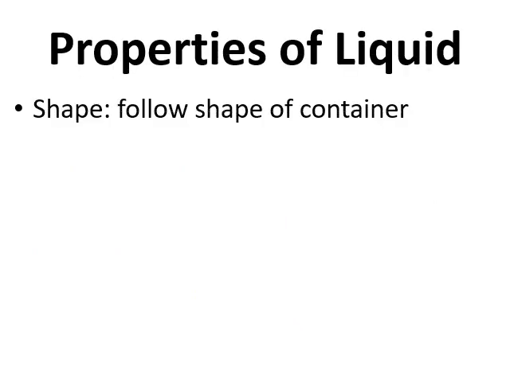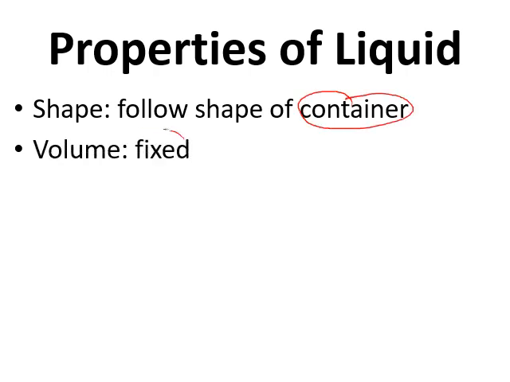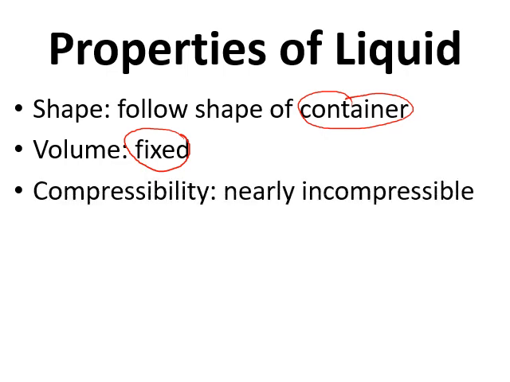Let's start with the properties of liquid. The shape of the liquid always follows the shape of the container, while the volume of the liquid is fixed. For example, you pour 200 ml of water from a triangle shape of container into a square container. The shape of the liquid will change from triangle to square, but the volume of the liquid will still be fixed at 200 ml. Next, liquids are generally considered incompressible.